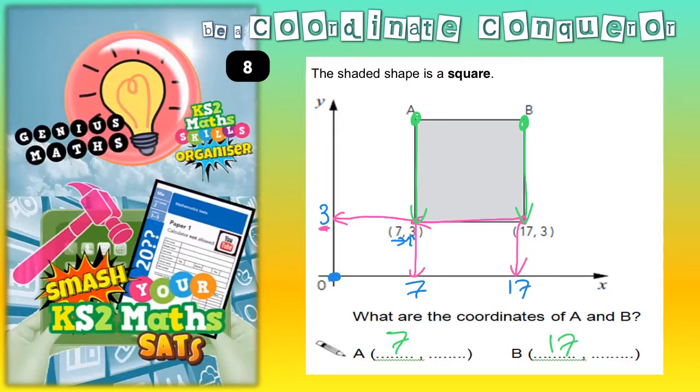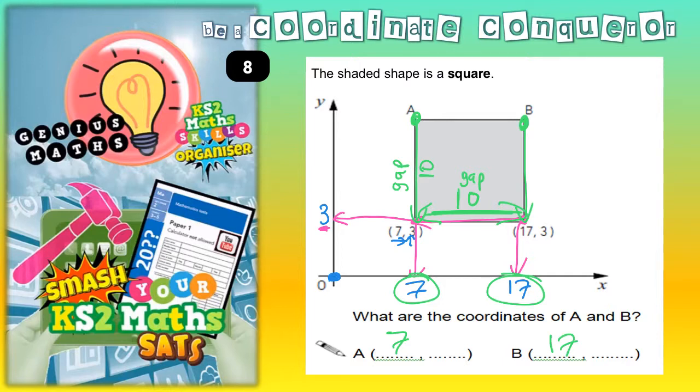Now, this is where we need to use the fact that it's a square. Figure out how big each side of the square is. Well, this distance here, which is one side of the square, is the gap from 7 to 17. And 7 to 17 is a gap of 10. So the side of that square must be worth 10, which means the side of the square going up is also worth 10, because squares have sides all the same.